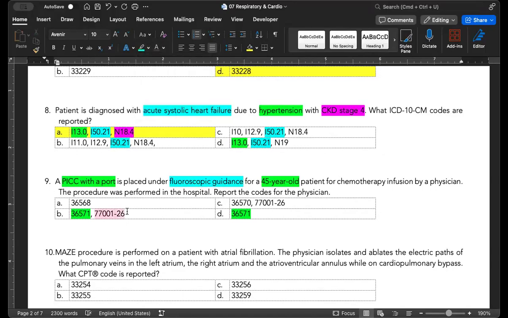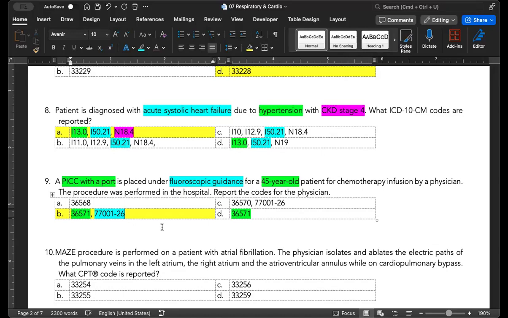So we know that it's the 77001, right, from a testing perspective, because that's the only one that's there. However, if you don't have the code, you would look up fluoroscopy in your alphabetic index. And then underneath fluoroscopy, you will look at venous or guidance and then venous access device. And then that's going to give you two codes. It's going to give you 36598 or 77001. And then you'll choose your 77001. Any questions on that one?